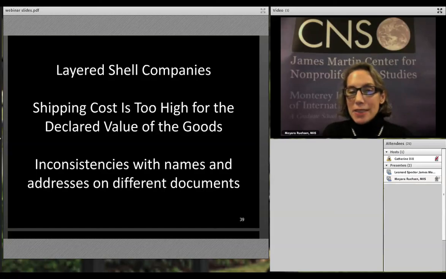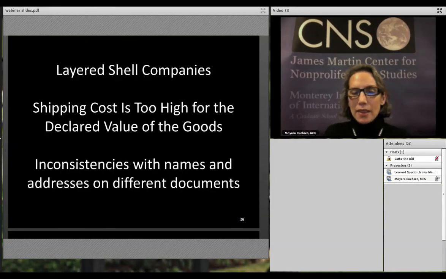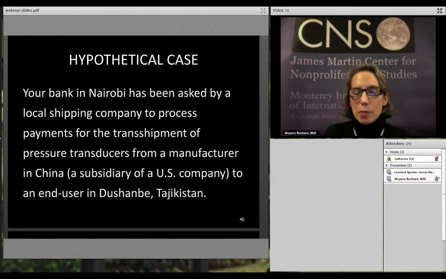Maybe there are inconsistencies with names, addresses, or final destination between the documents, the financing documents, the bill of lading, and it just doesn't add up. So to practice some of what we've just discussed, I'd like to present a hypothetical case. I want you to see if you can spot some of the potential red flags and consider whether you would process the payment or file a suspicious transaction report.